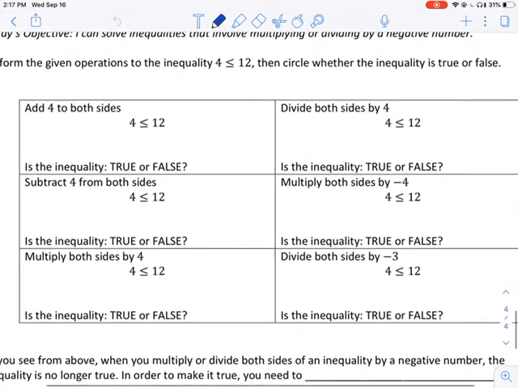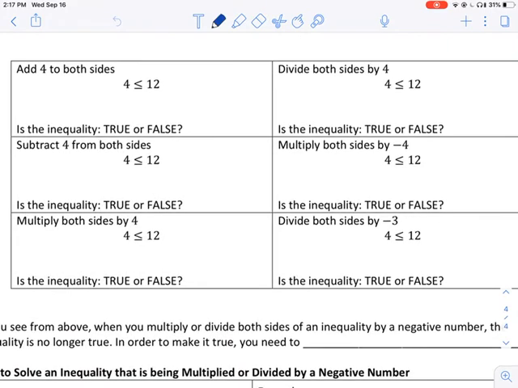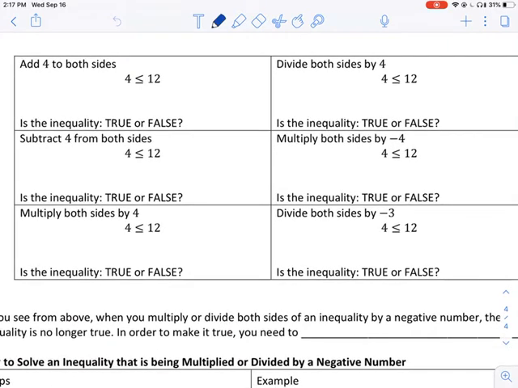Here we have an inequality that is already true. 4 is less than or equal to 12. So I'm going to add 4 to both sides. And what happens? I get 8 is less than or equal to 16. This is still true. So we can add things to both sides. When we divide both sides by 4, I get 1 is less than or equal to 3. And that is still true. So that division by 4 is fair game. When I subtract 4 on both sides, I get 0 is less than or equal to 8. And that is also still true.